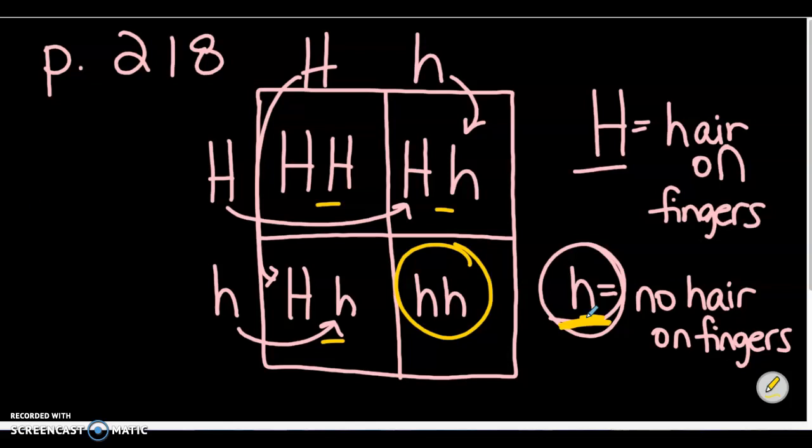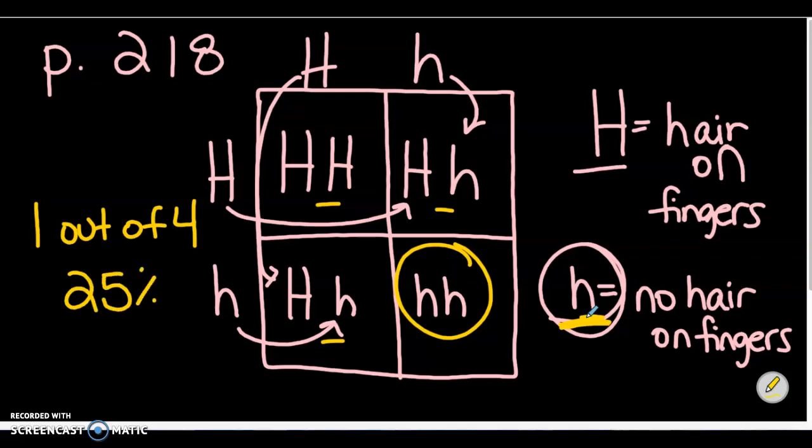So 1 out of 4 is the probability of a child with no hair. So that would be 25%. Okay? All right, so let's look at the pedigree, which is the next one over.